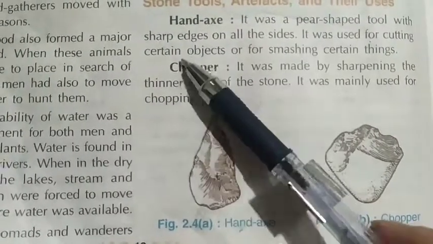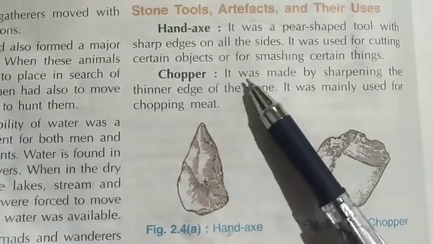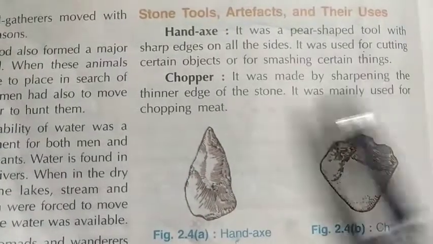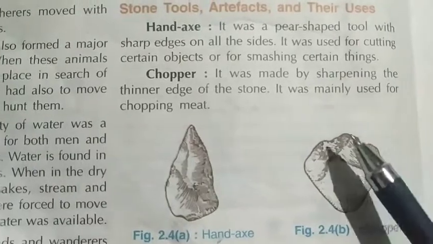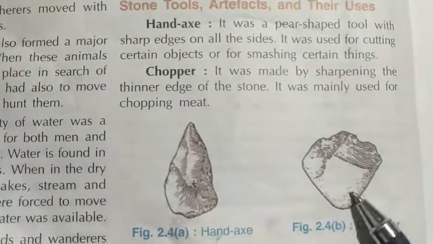Alright, now let's see the chopper. The chopper was made by sharpening the thinner edge of the stone. Here, this one is a chopper. It was mainly used for chopping meat.